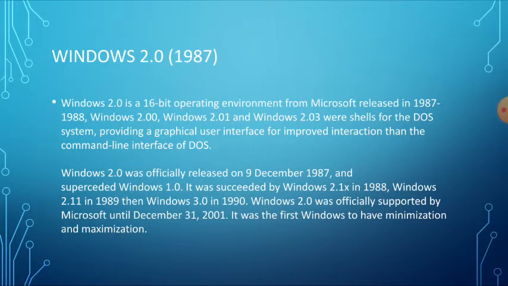Windows 2.0 was officially released on December 9, 1987 and superseded Windows 1.0. It was succeeded by Windows 2.1 in 1988, Windows 2.11 in 1989, then Windows 3.0 in 1990. Windows 2.0 was officially supported by Microsoft until December 31, 2001. It was the first Windows to have minimization and maximization.